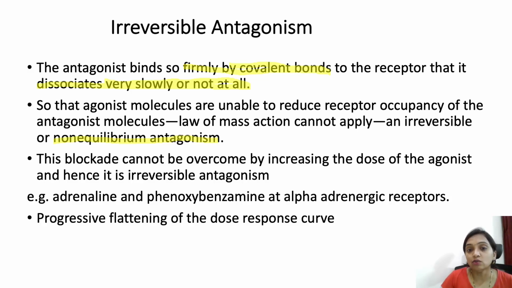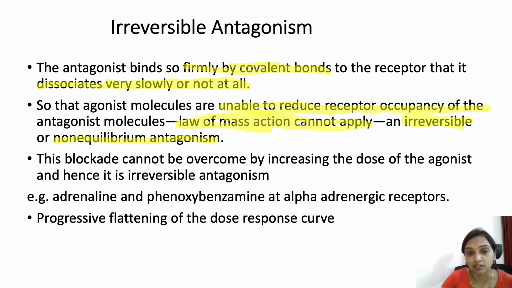So that is what happens, so that the agonist is now unable to reduce receptor occupancy by this antagonist. So the law of mass action cannot be applied here. That is, if you increase the dose of agonist, n number of agonists cannot come and occupy here because the bond is very strong, right? So it cannot release. So that is why it is called irreversible. You cannot reverse the action of the antagonist. Okay, irreversible or non-equilibrium antagonist.